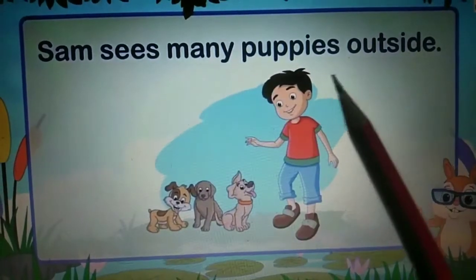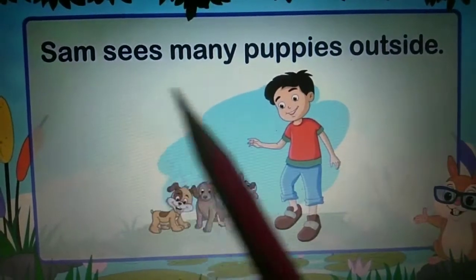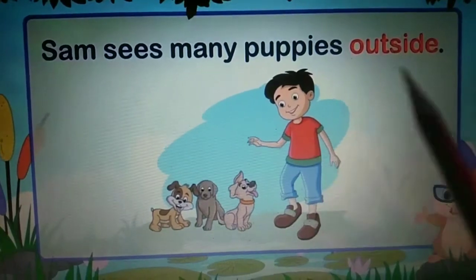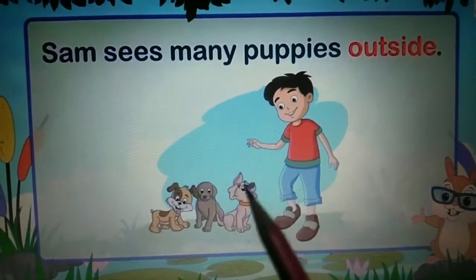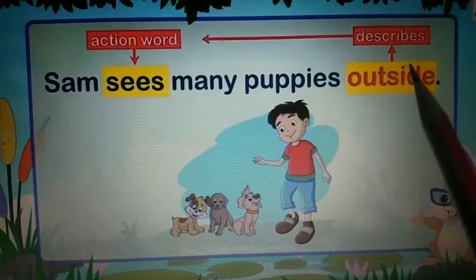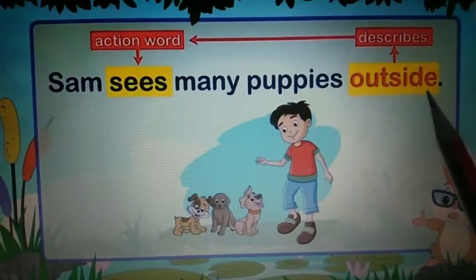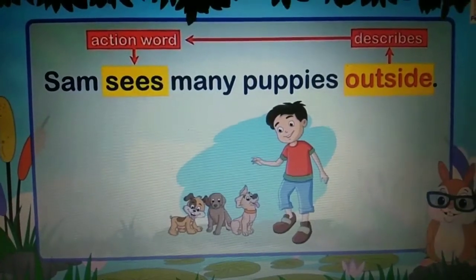Sam sees many puppies outside. Where has he seen the puppies? Outside. As you can see in the picture, he can see the puppies outside, describing the action word. What is it doing? It is describing action words.